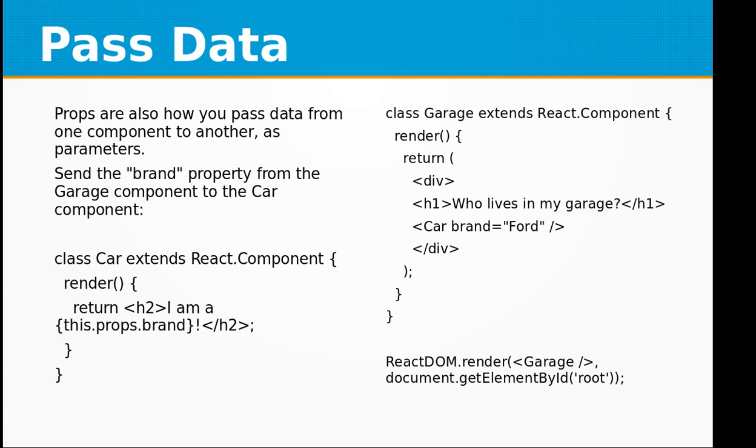Props are also used to pass data from one component to another as parameters. Send the brand property from the garage component to the car component. So within the car class component we have this.props.brand, and in the garage class we have the car brand equals Ford, and when we are rendering the garage class component the car brand should be equal to Ford.